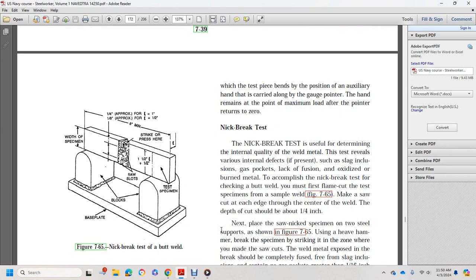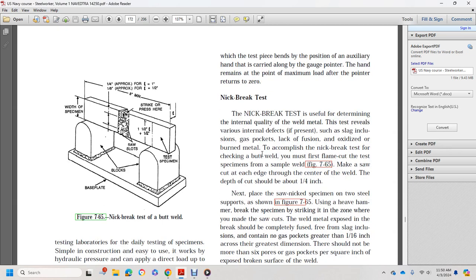Auxiliary hand is carried along with the gauge pointer, and the hand remains at the minimum maximum load point after the pointer returns to 0. Nick-break test: you determine the internal quality of the welded metal.